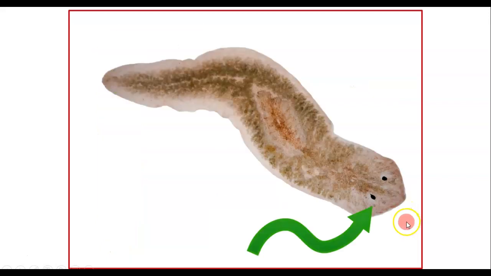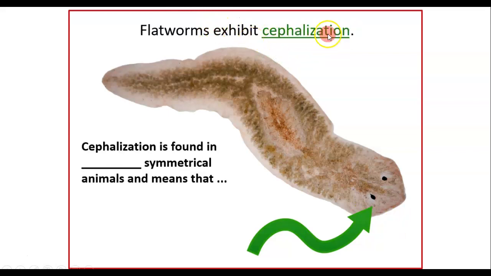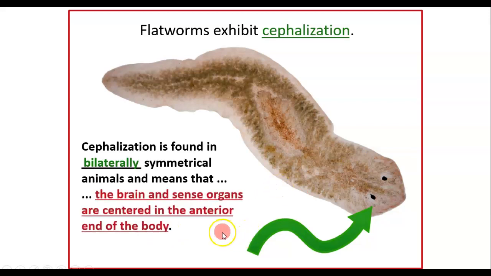Now there's those cute little eyes that planarians have. So flatworms exhibit something that we call cephalization, and I mentioned this word in class yesterday, and I told you that I would explain it at a later time, and now's the later time. So cephalization is only found in bilaterally symmetric animals, which this is one, and that means that all of their sensory organs, their brain, everything that they use to sense and interact with the environment is concentrated in the anterior end of the animal. And remember, anterior means the front end of the animal. So that's cephalization, concentration of sense organs in the anterior end of the body.